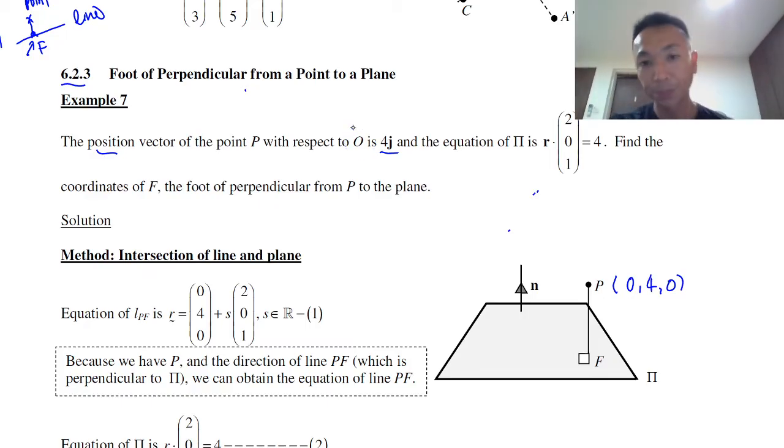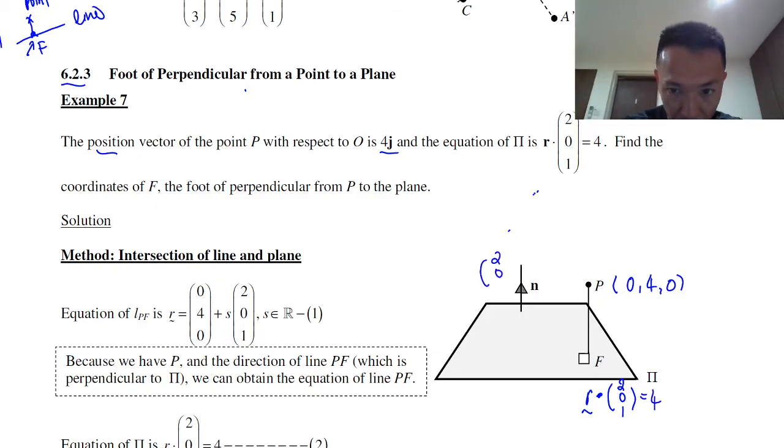Alright? So this plane has equation r dot (2, 0, 1) equals 4, which means the normal is (2, 0, 1). Now, do I know whether the normal vector n is pointing upwards or downwards? I have no idea. Whether P is on this side or the other side of the plane, I don't know. Just draw, it doesn't matter. So the question asks us to find the foot of the perpendicular F, from P to the plane.